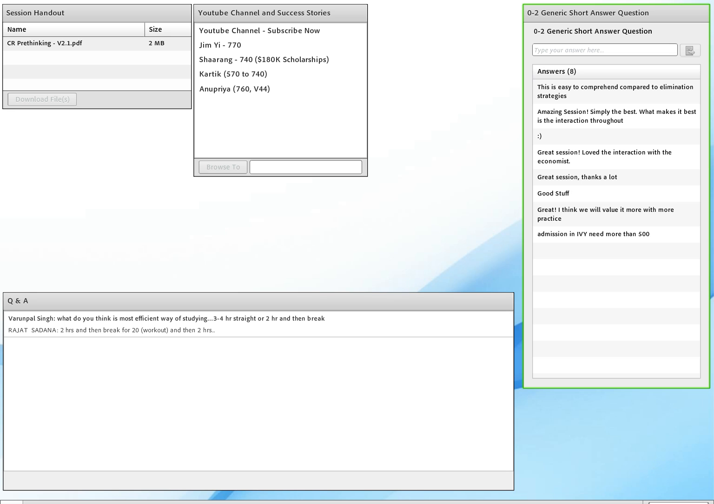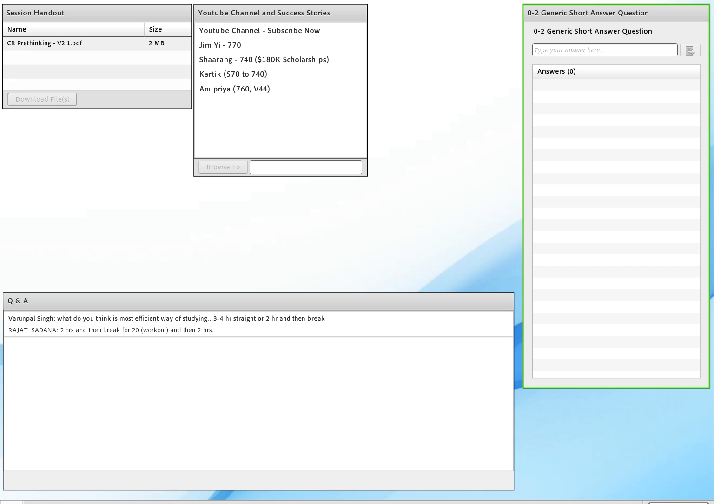By the way, how many of you over here, just as a category, are aiming for Indian versus US versus European B schools? If you want to just type that out, that'd be wonderful, just to get some data.